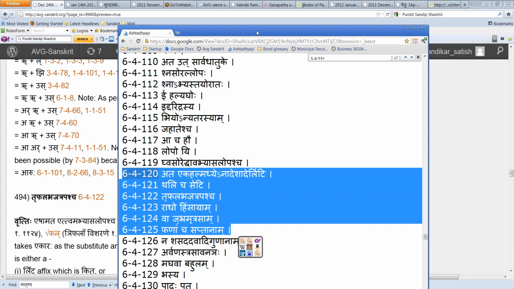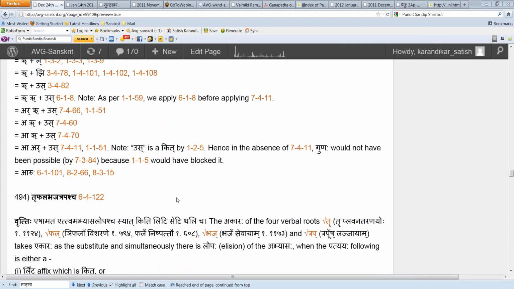It says Thru phala bhaja trapascha. This is extending 6-4-120 to these dhatus, which would otherwise have not qualified for 6-4-120. In each of them you will see that there is a disqualification of 6-4-120. That's why Panini specifically puts them in 6-4-122 to say that these dhatus 1, 2, 3, 4 will also qualify for etam abhyasa lopaha, even though they don't qualify for 6-4-120. 6-4-120 could not do the job in these 4 dhatus because some condition is not going to be satisfied. Therefore, Panini puts a special sutra in 6-4-122 saying that these 4 will also take etam abhyasa lopaha.